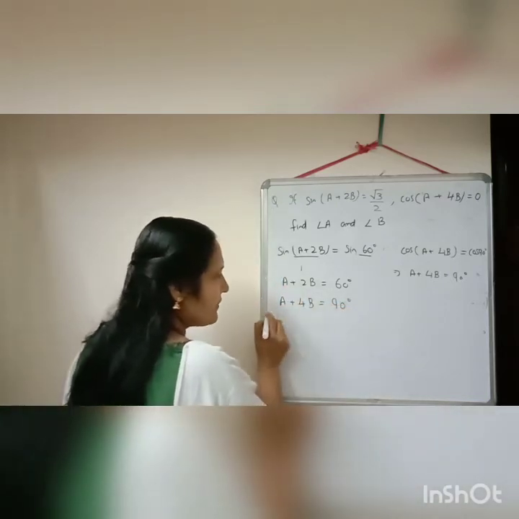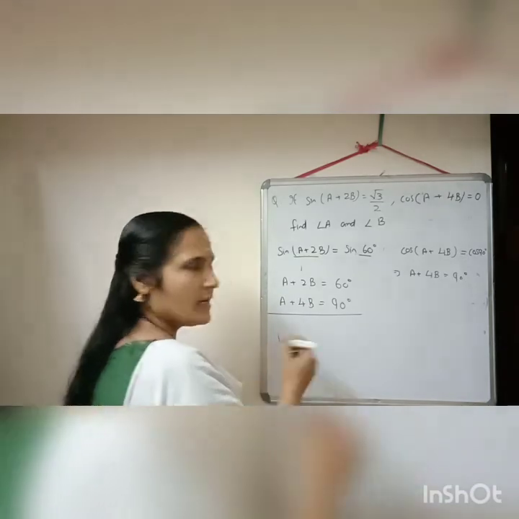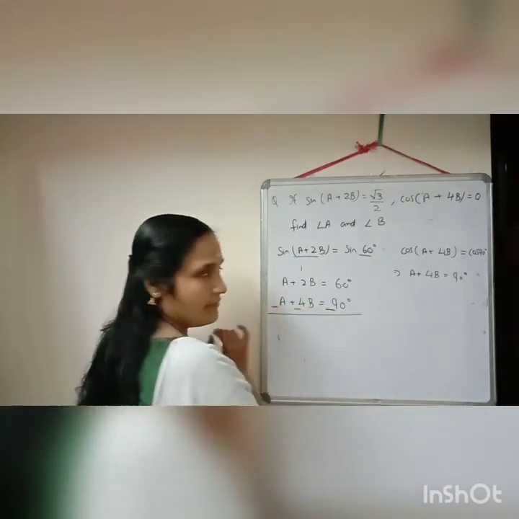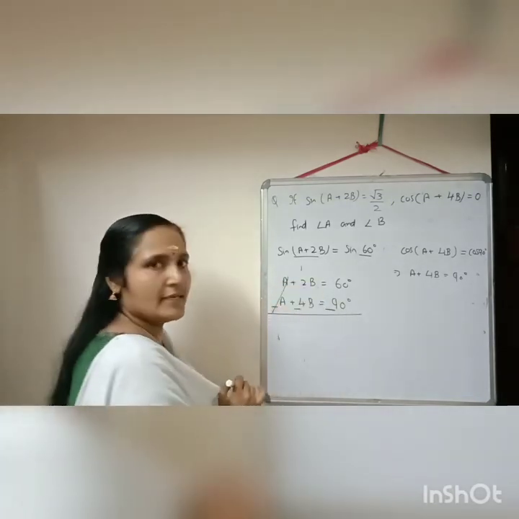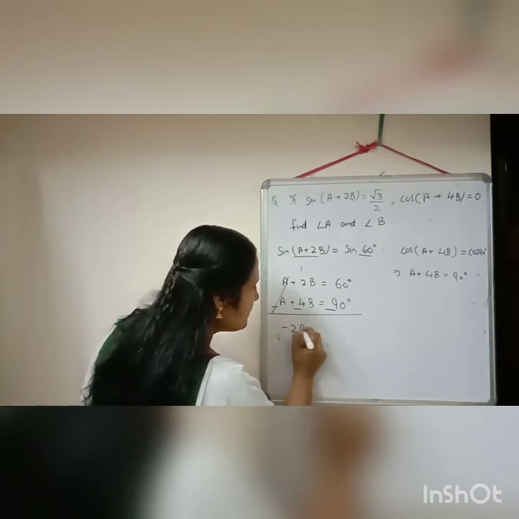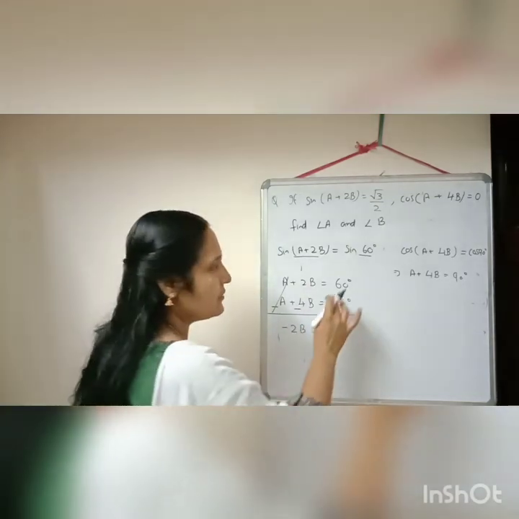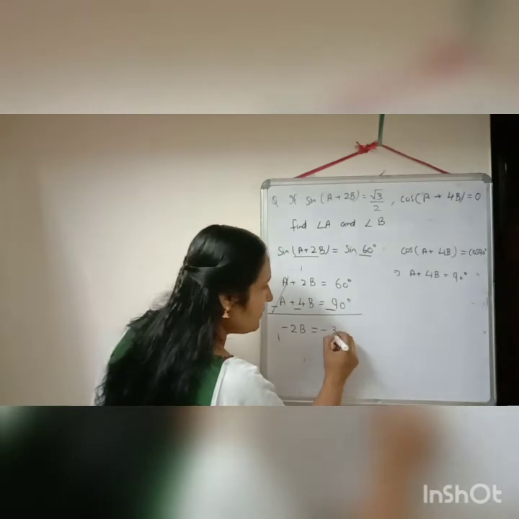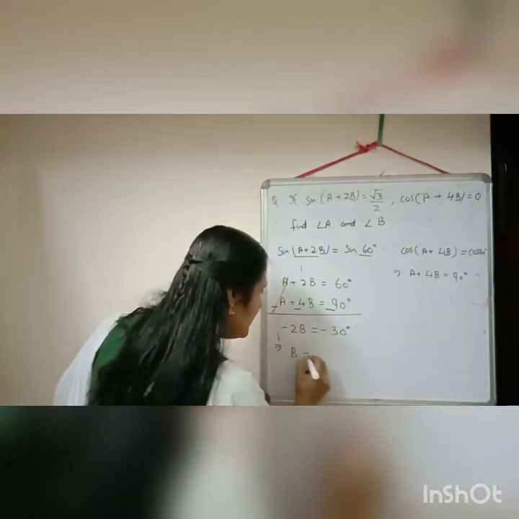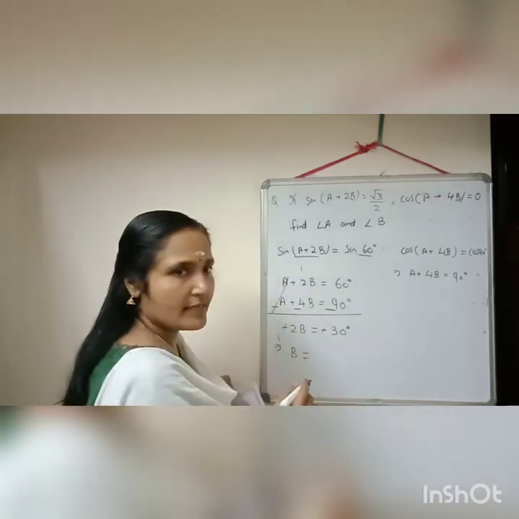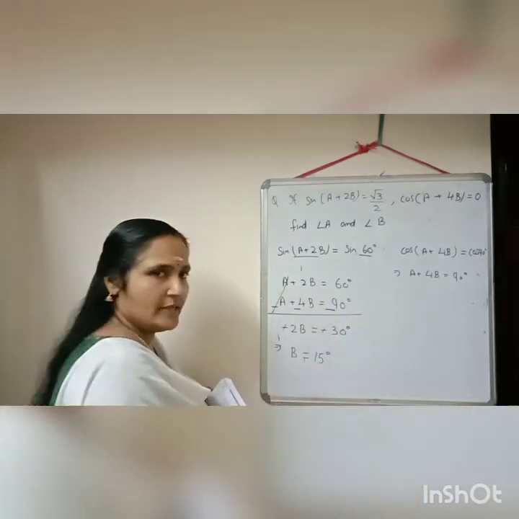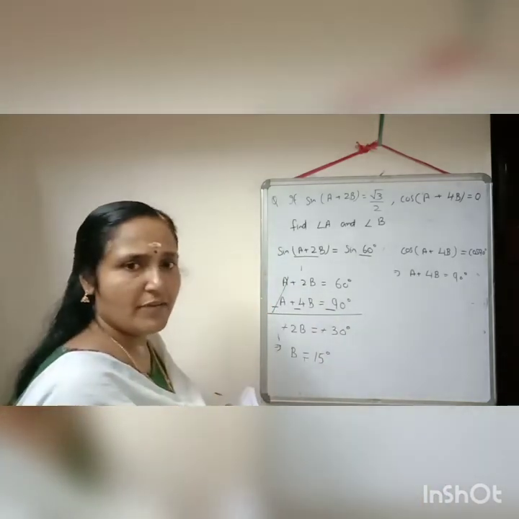Now coefficient of A is same. So what we can do? Directly we can do the subtraction. So when we are doing the subtraction, sign will change there. So A and minus A will get cancelled. 2B minus 4B will be equal to minus 2B is equal to 60 minus 90 will come minus 30 degree. So from here B is equal to minus and minus will get cancelled. 30 divided by 2 will be equal to 15. So we are getting B is equal to 15 degree.